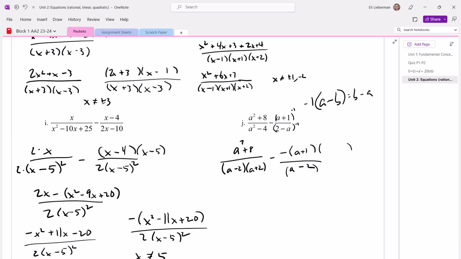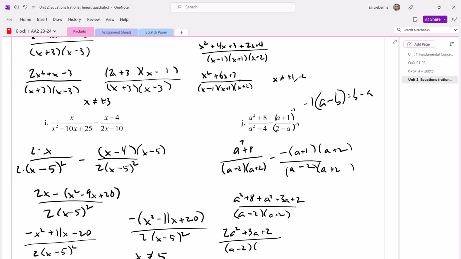Now I just have to multiply top and bottom by a plus 2, as I know you all were thinking. So now the bottom is a minus 2 and a plus 2. Top is a squared plus 8. Yeah, I'm going to combine that, plus a squared plus 3a plus 2. So 2a squared plus 3a plus 2 does not factor. A cannot equal plus or minus 2.